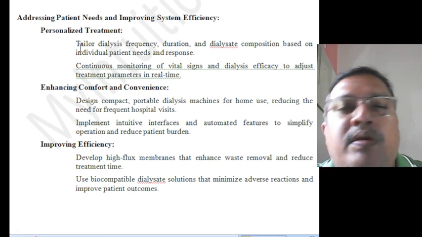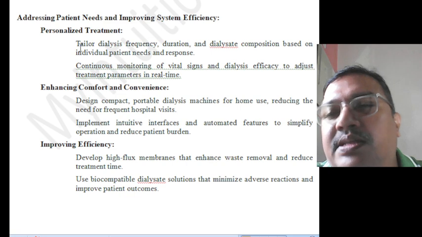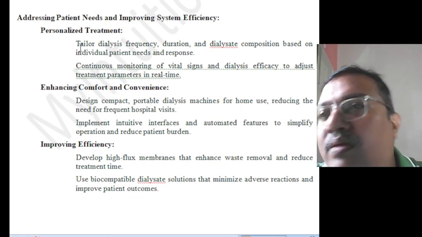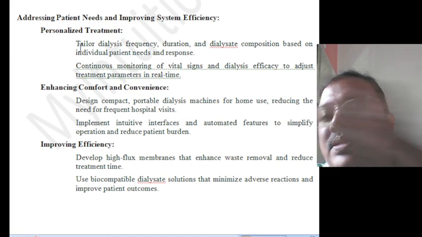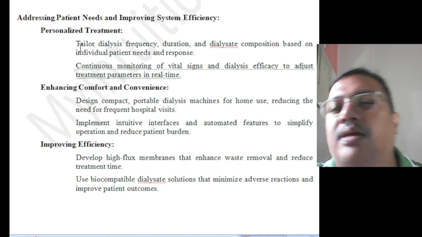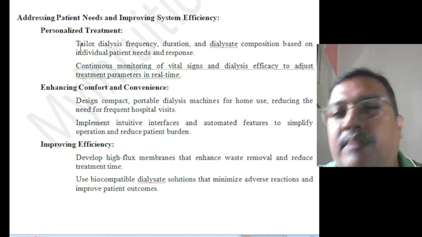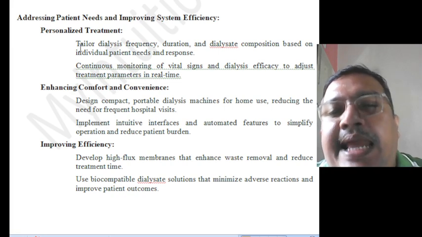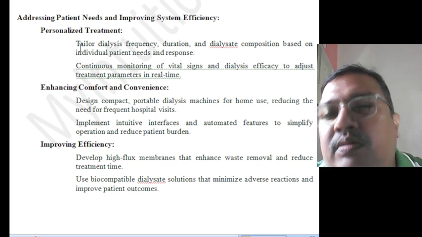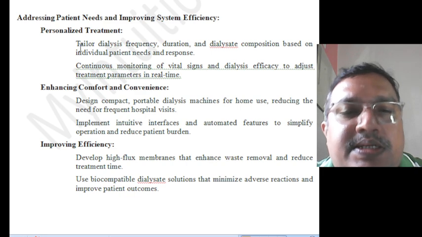When we go to a hospital, first they will check the vital signals. They say vital signals are proper or not good, then they will decide. The first thing is just checking the heartbeat, checking the breathing style. These are the vital signals. And the dialysis efficiency and vital signals need to be monitored, so that the parameters of the dialysis can be adjusted.